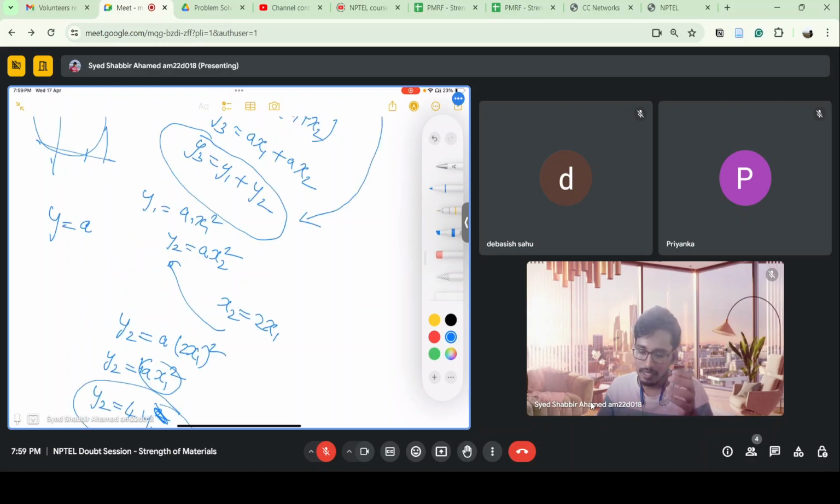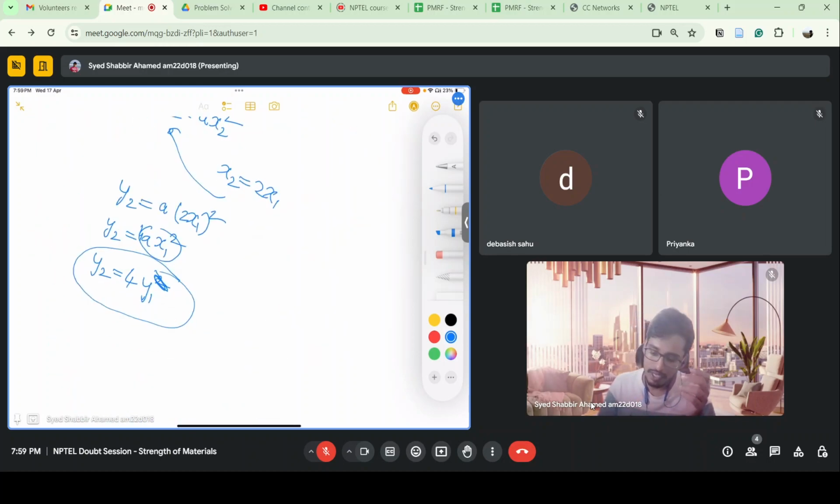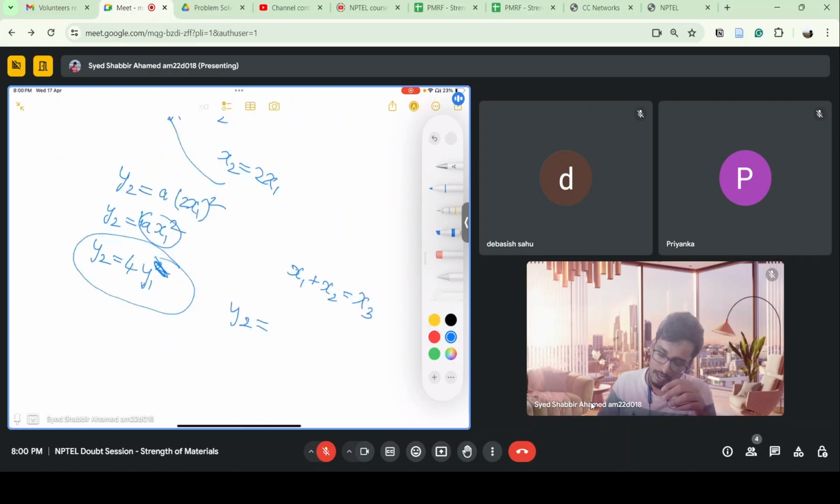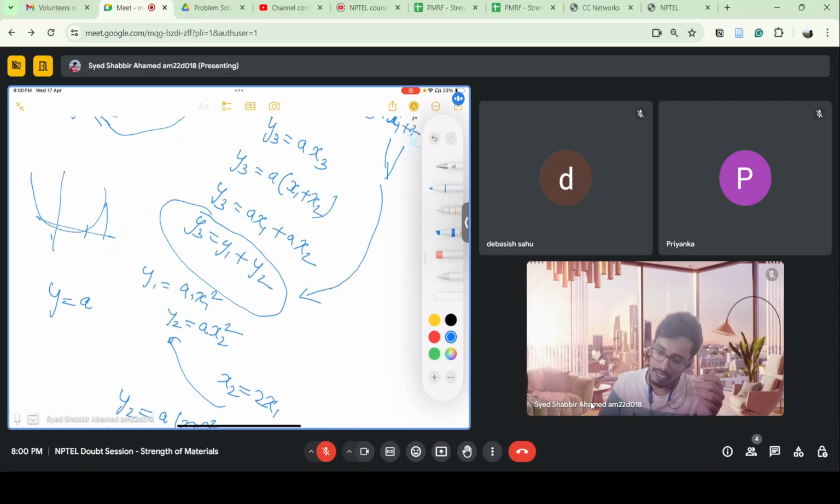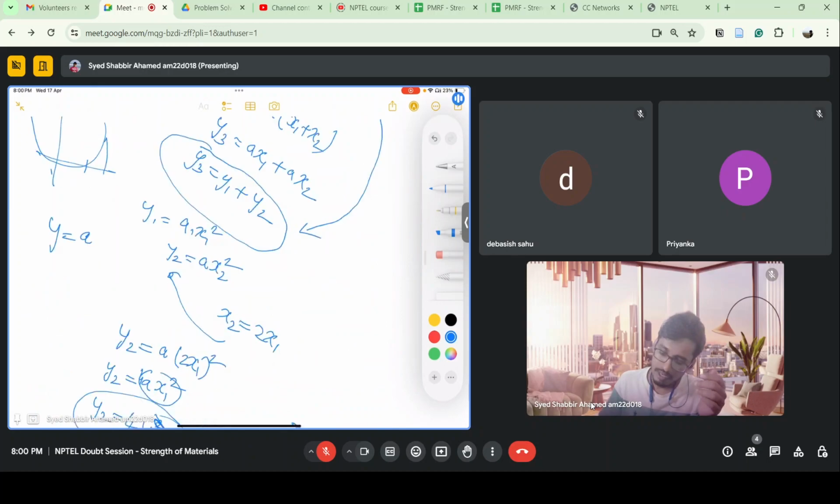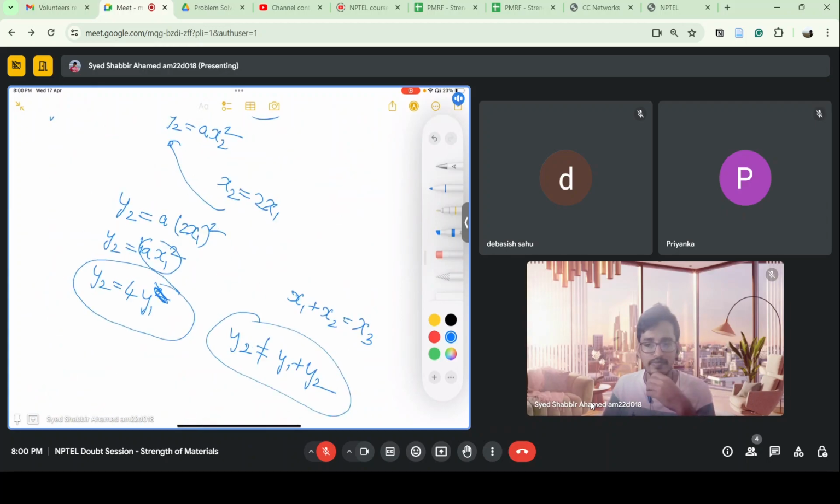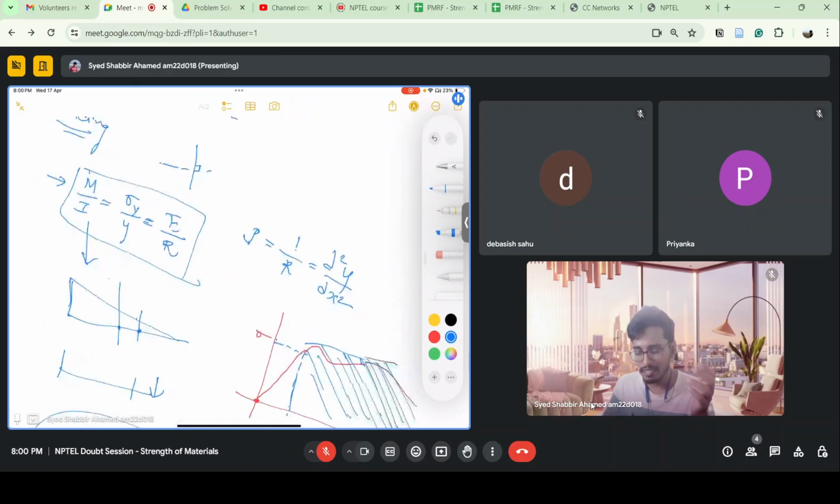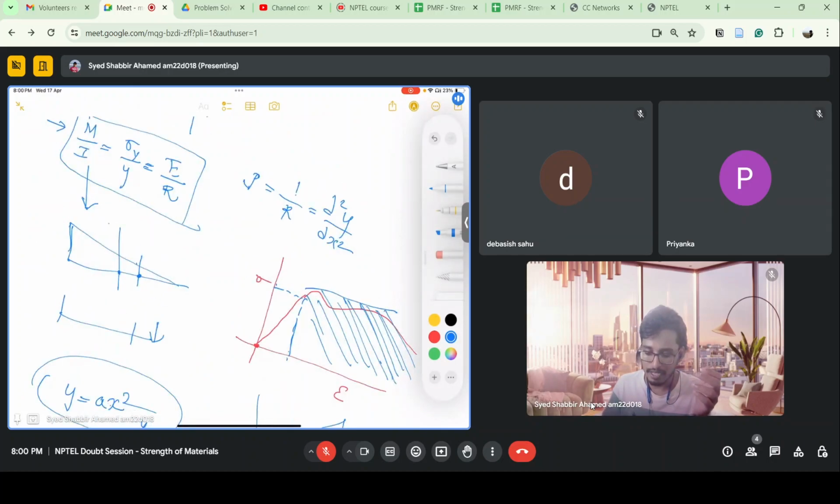If I have two different inputs, let's say x1 and x2, and x3 is equal to x1 plus x2, if I substitute it, I won't be able to solve it that way. You won't get y3 equal to y1 plus y2, because the relationship is non-linear. So superposition is not valid. Only in linear cases do we use superposition.